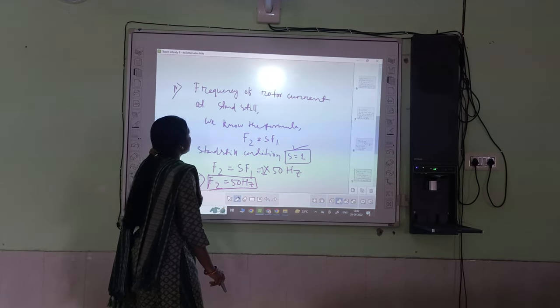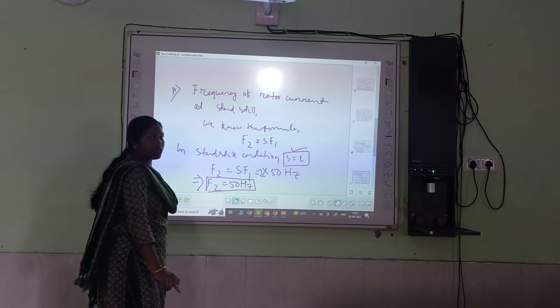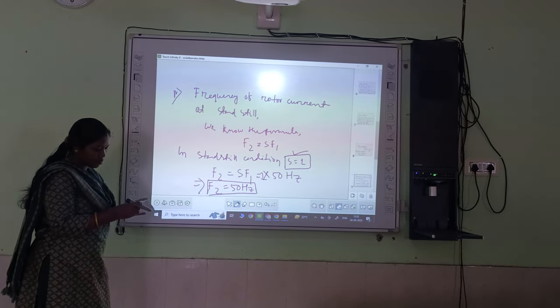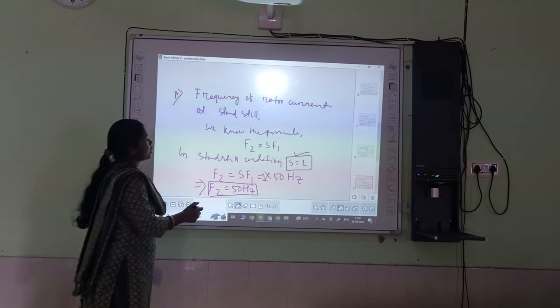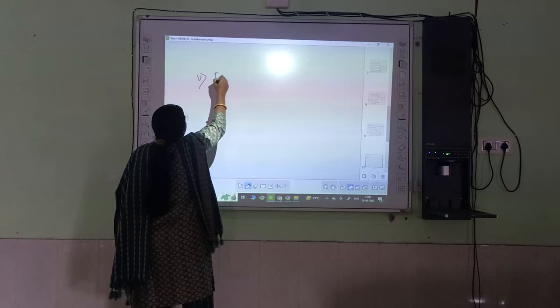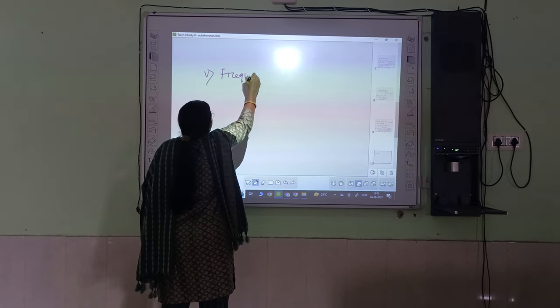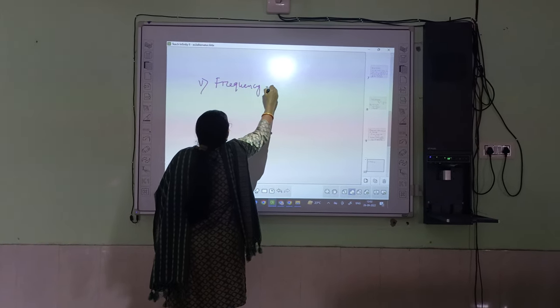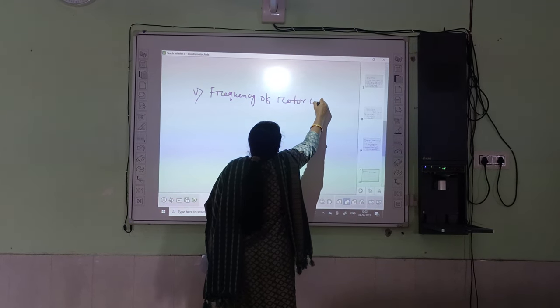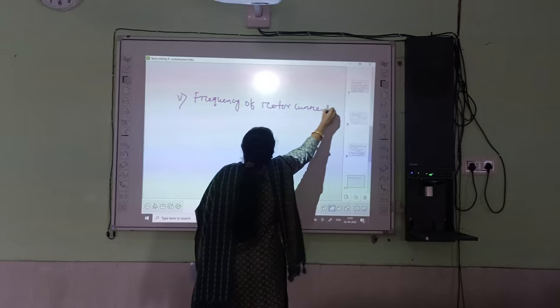And the last one, we have to calculate the frequency of rotor current at full load.